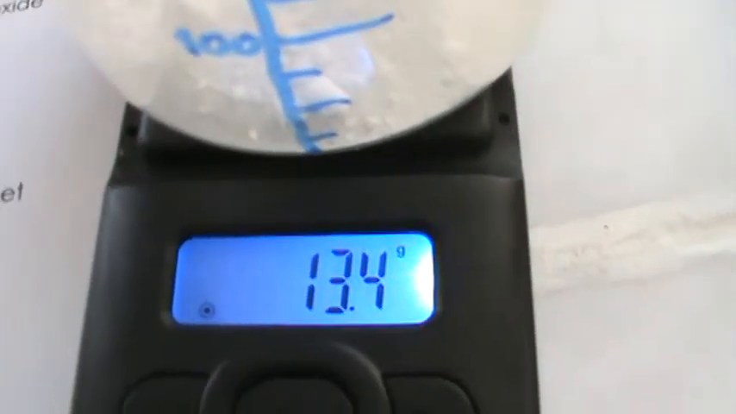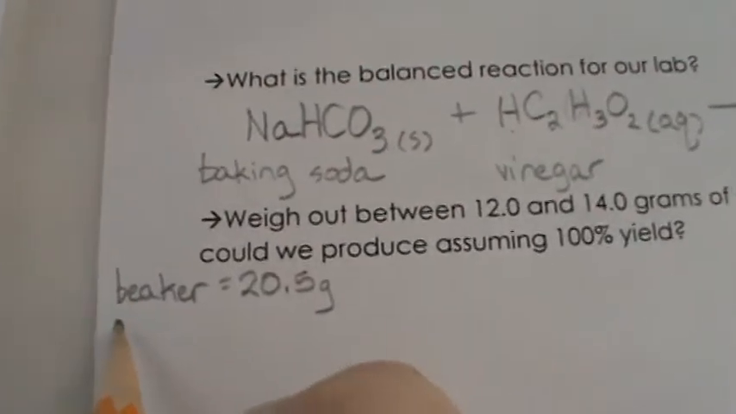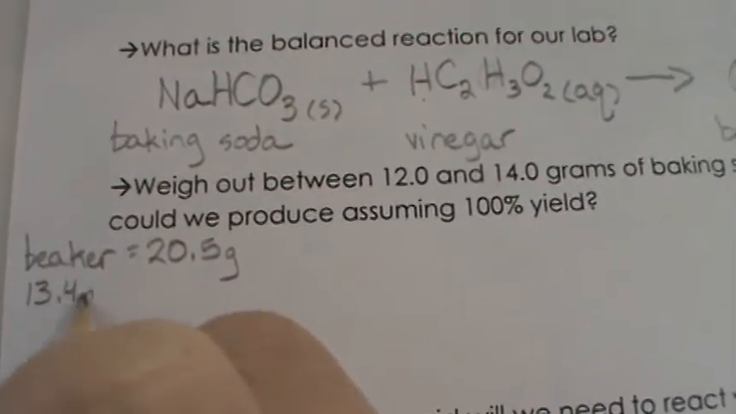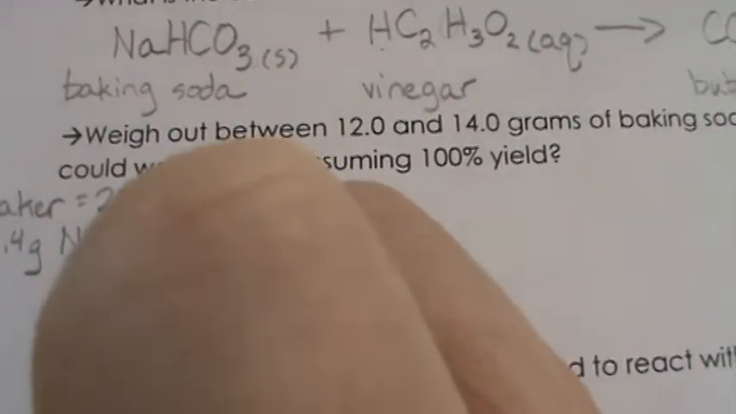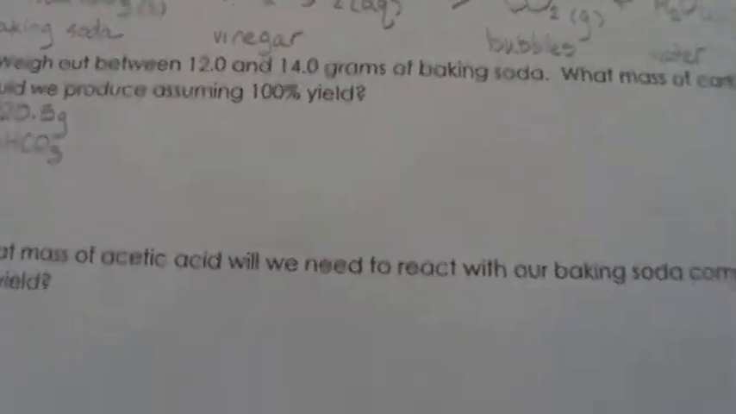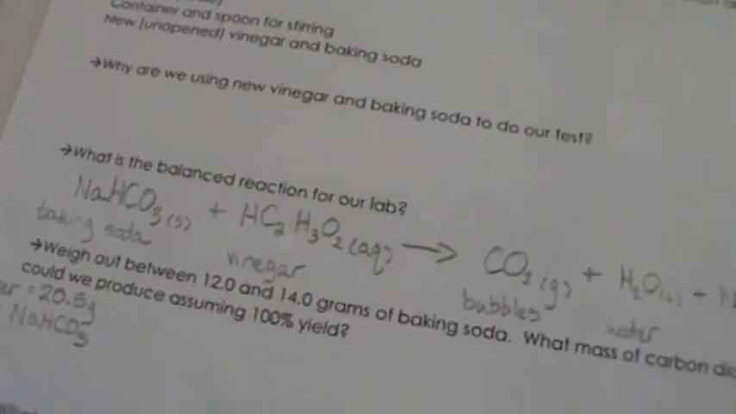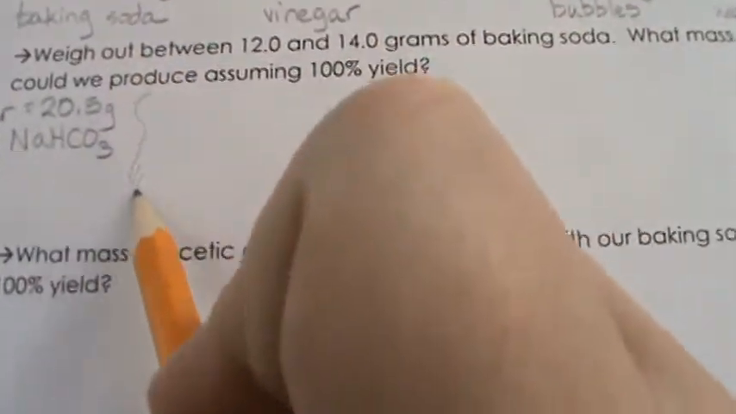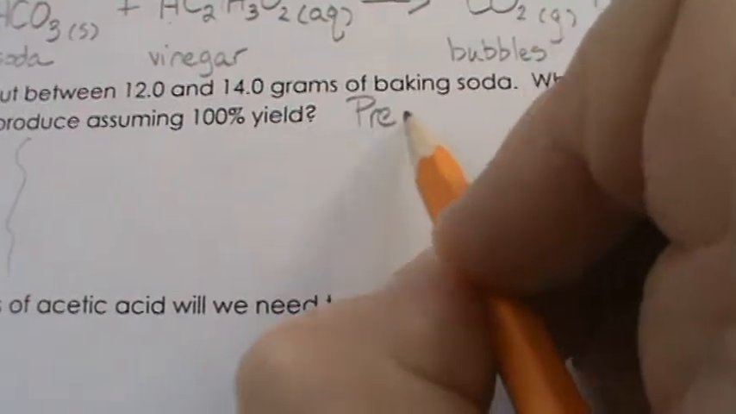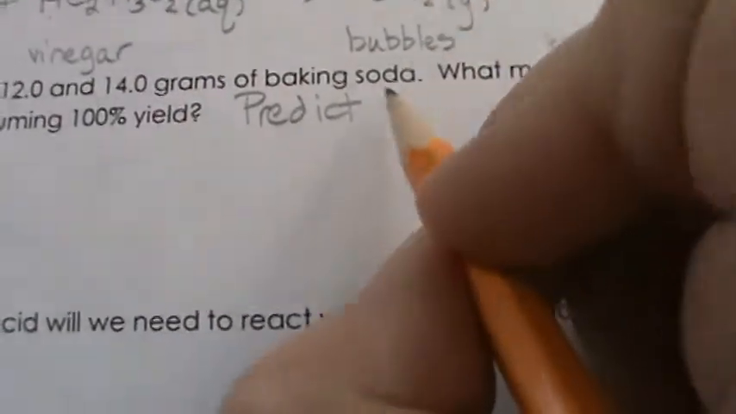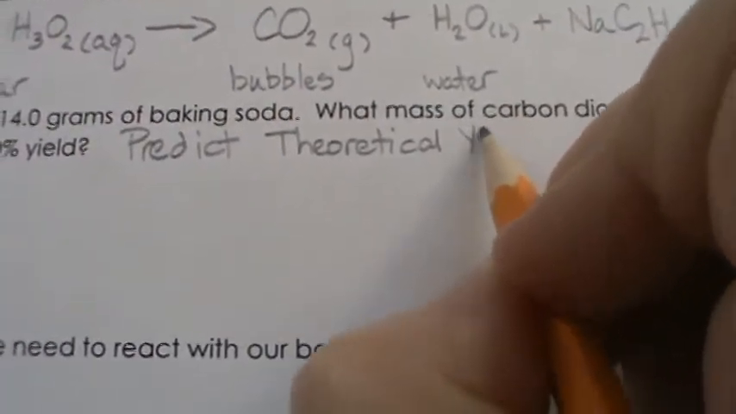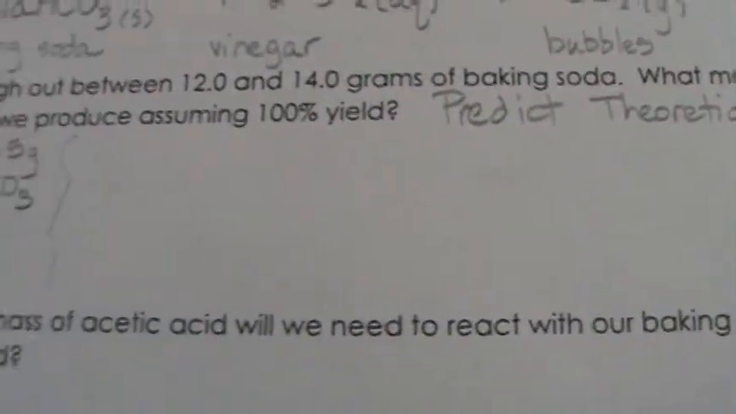Okay, so here I have 13.4 grams of baking soda, and I'm going to keep track of that over here as well. So 13.4 grams, and that's the baking soda, so it's NaHCO3. Okay, now I'm going to start by setting this aside, and I'm going to think to myself, okay, well, let's predict our possible yield. Okay, so predict theoretical yield. And we're going to do that with stoichiometry.